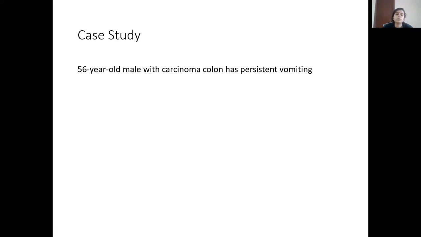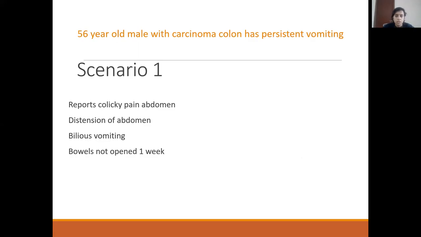So this is a 56-year-old male with a carcinoma colon. We'll go through his life, different scenarios, the same person. So this person has a colicky pain of abdomen, abdominal distension, bilious vomiting, and bowels not open for a week. Anyone to pitch in? What can be the reason? I know you may not remember the receptors, but if someone remembers, then you can type what can be the receptors.